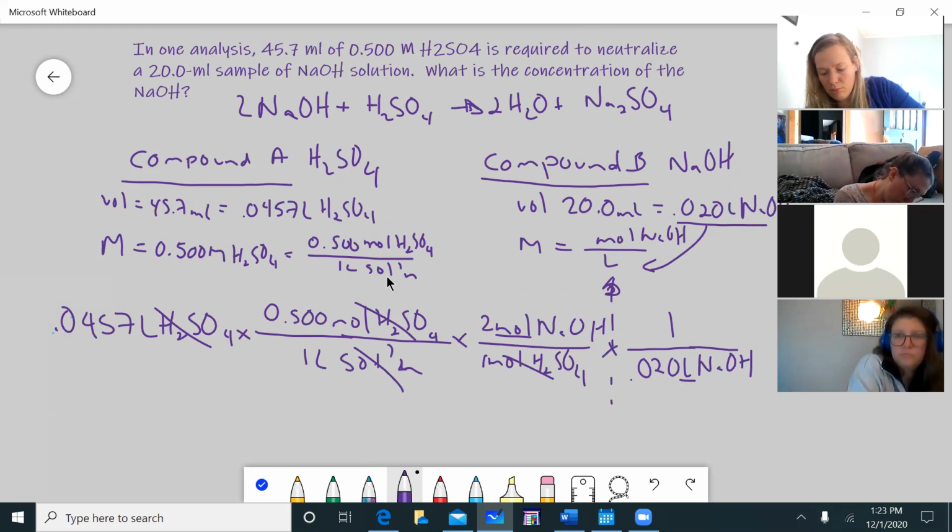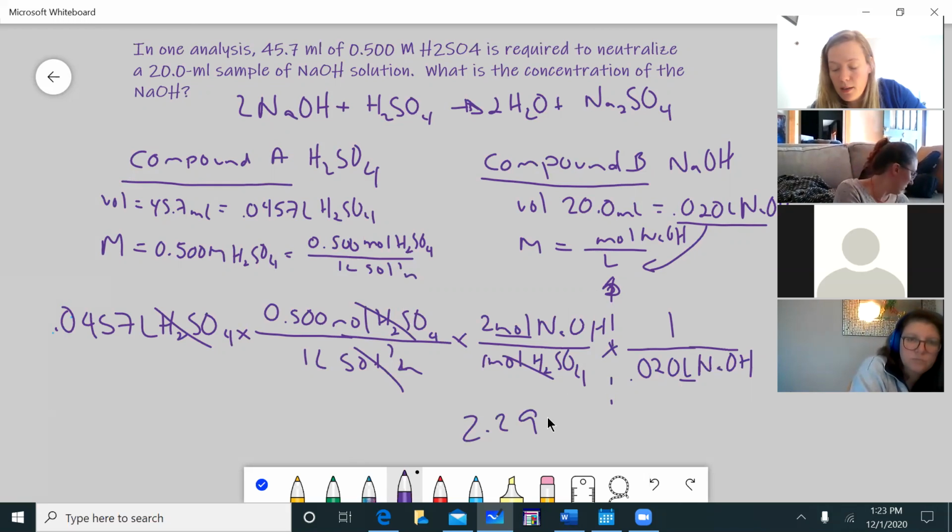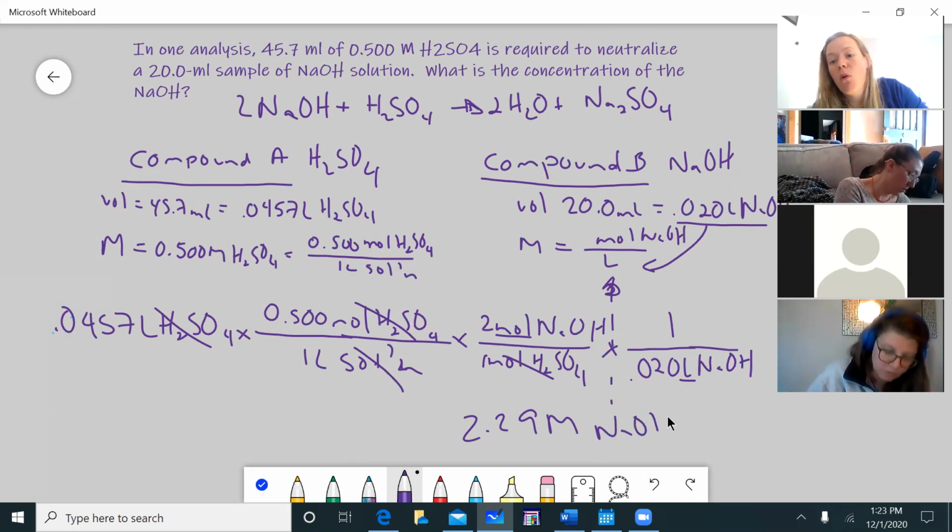When putting it all together, we end up with a final concentration of 2.29 big M of NaOH, or 2.29 moles in every 1 liter of solution.